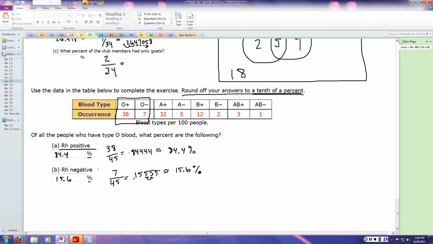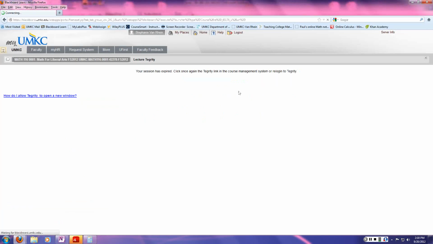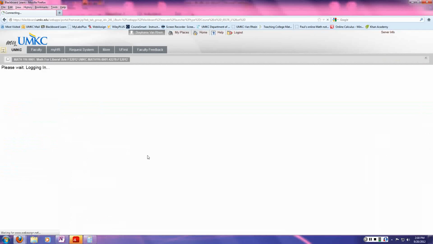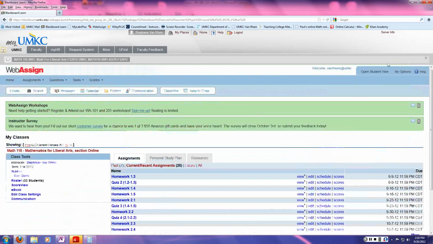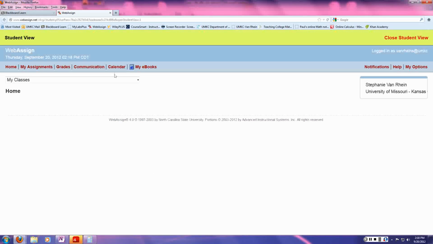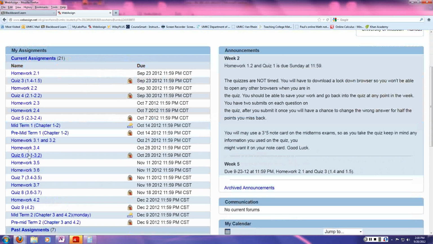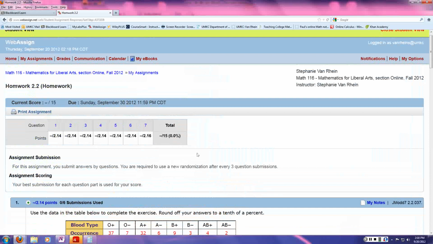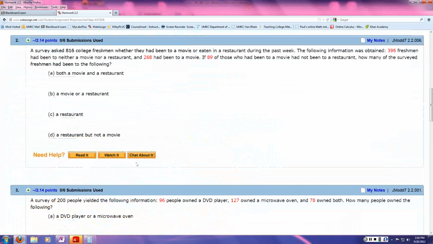So good luck with this section. The nice thing about this section is the problems take some time. So on 2.2, let me go to student view of this. Wouldn't want you to see all the answers. You only have 7 problems. So be careful, because the red numbers are going to change.